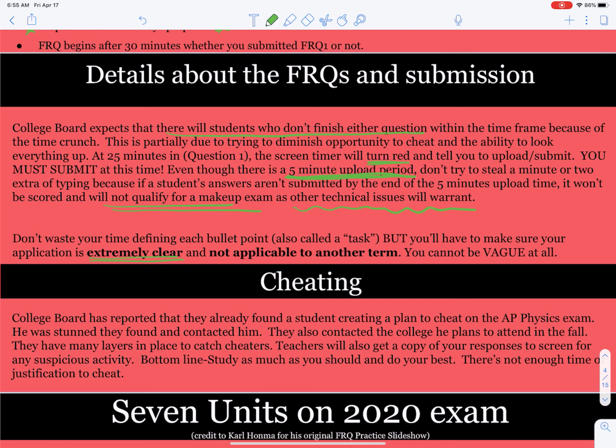You cannot be vague at all. If you're vague and the reader thinks that you might be actually describing another psych term, they will not be able to give you the point for that. So you have to make sure that you're very clear if you're not going to do a separate definition for your application.